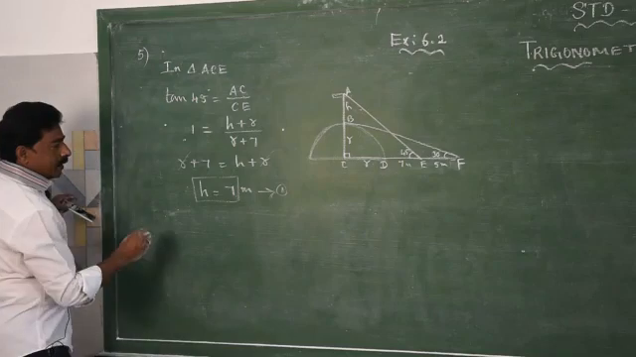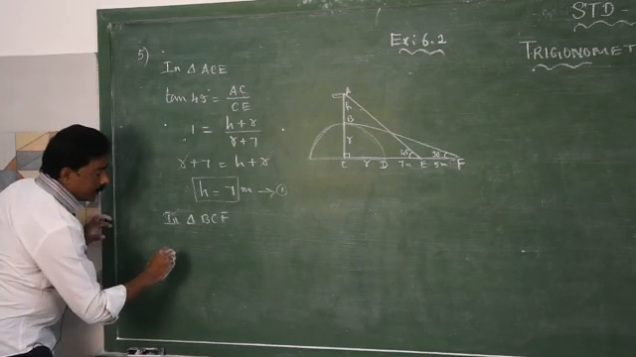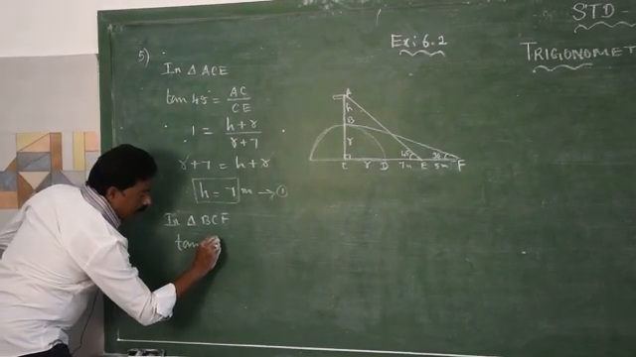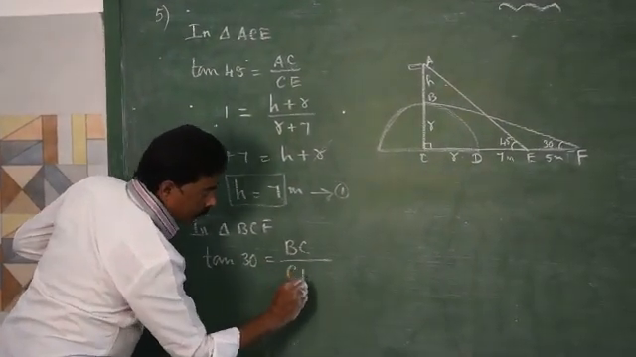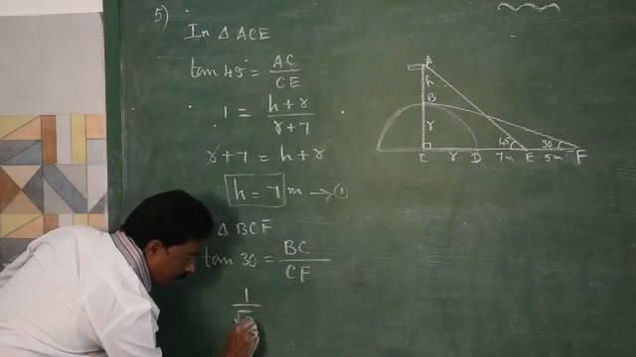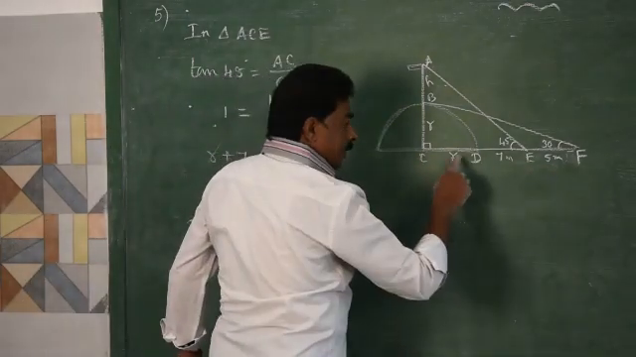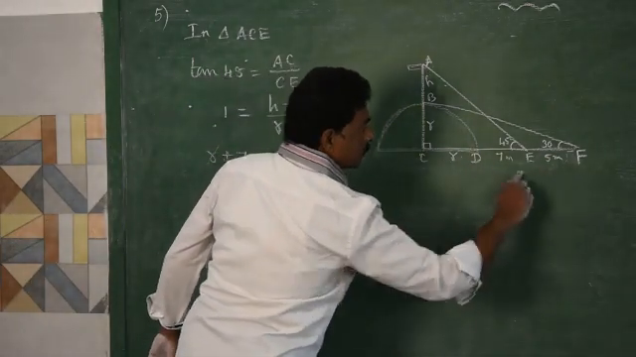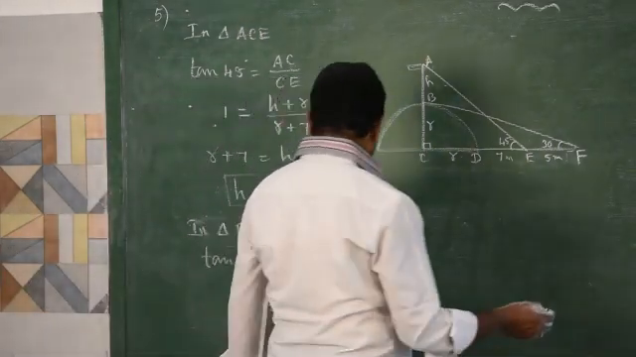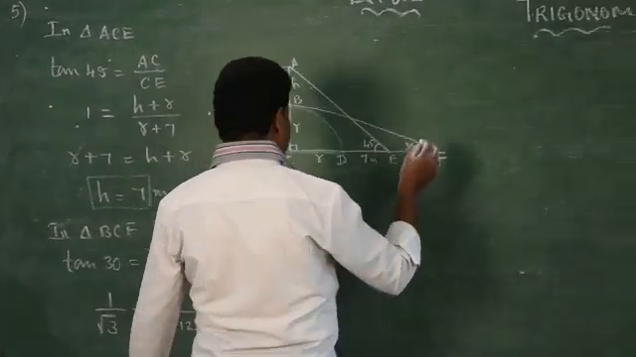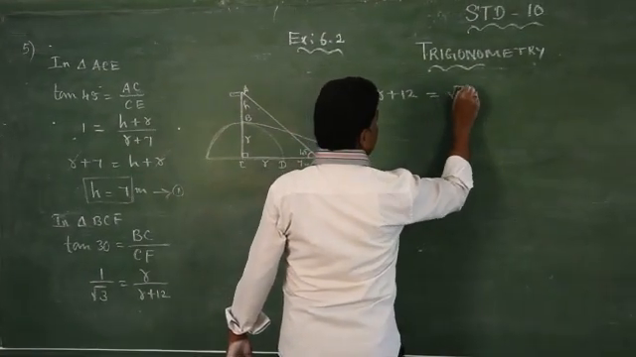Now in triangle BCF, tan 30 is equal to opposite BC, adjacent is CF. So 1 by root 3 is equal to BC, which is R, by CF. CF is CD plus DE plus EF, that is R plus 7 plus 5, 12, R plus 12. So when you cross multiply, R plus 12 is equal to root 3 R.